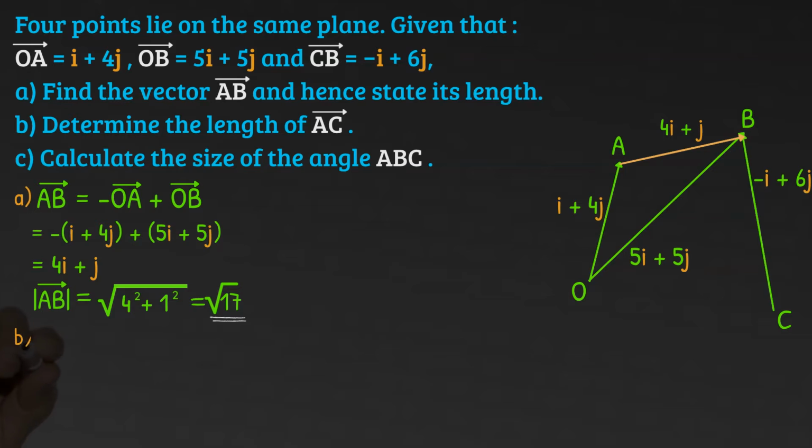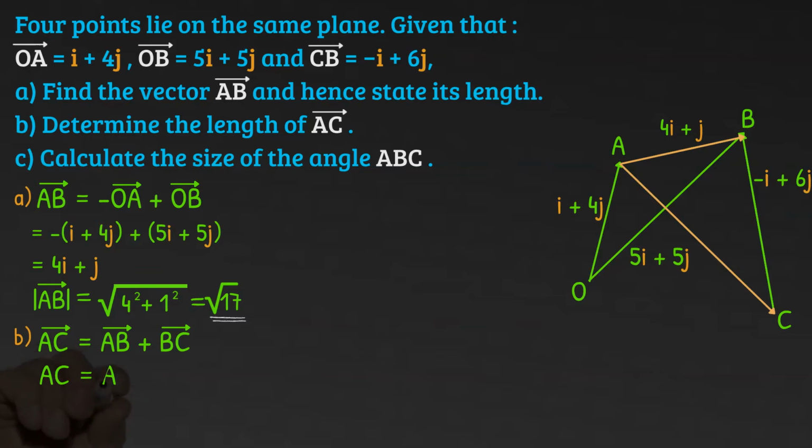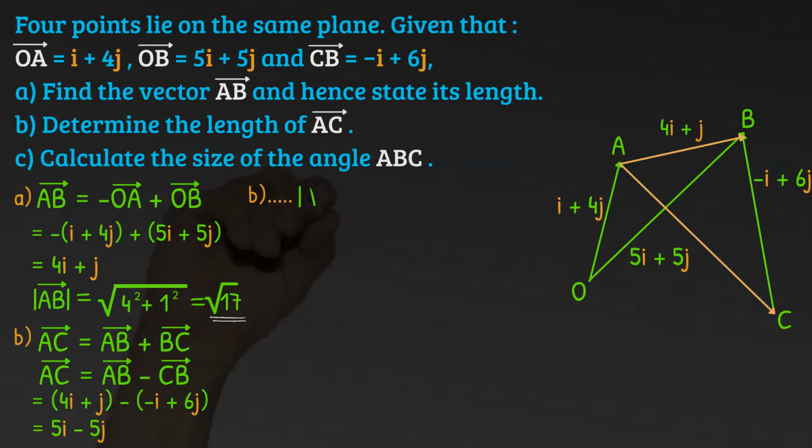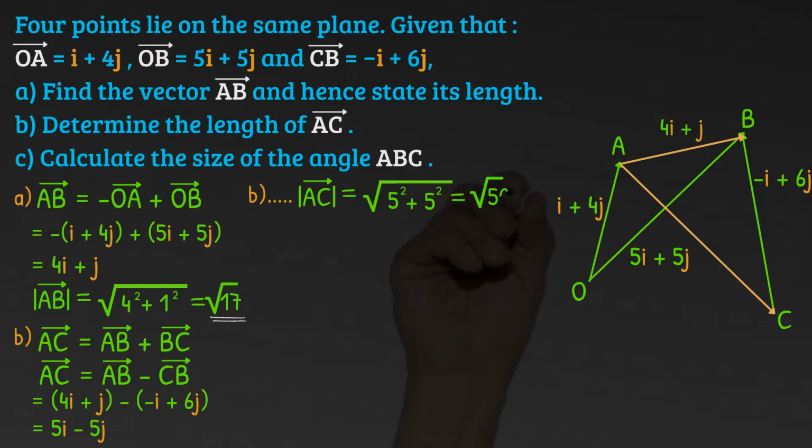Now for part B, we're asked to find the length of AC, but first we need to find the vector AC. Now AC is equal to AB plus BC. That's also equal to AB minus CB. And putting the values in gives us 5i minus 5j. So the length of AC is going to be the square root of 5 squared plus 5 squared, which equals the square root of 50.